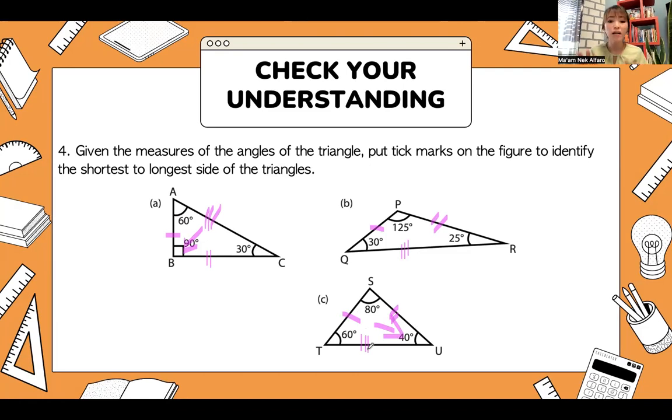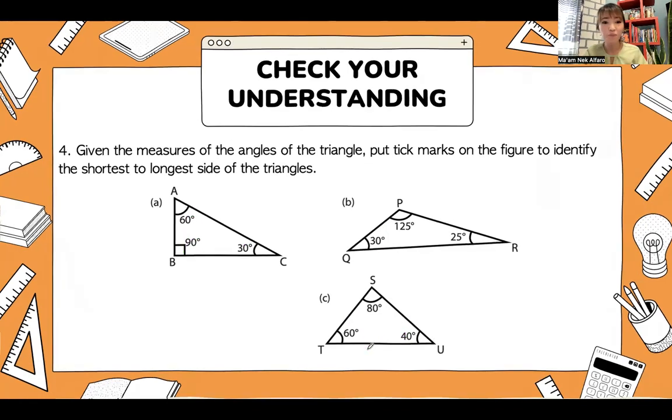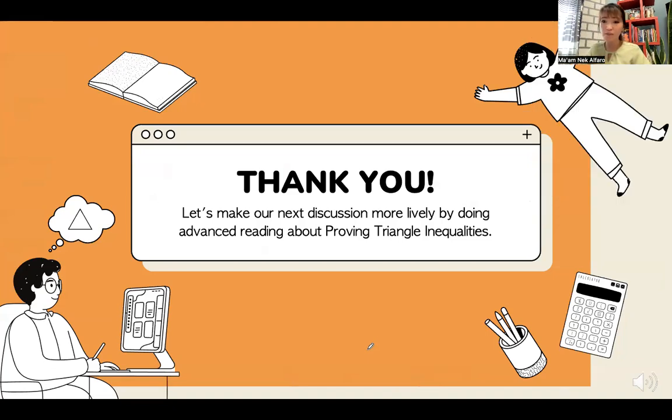Okay, so I hope everything is clear now. And that ends our lesson for today. Thank you so much for listening and for participating actively. Let's make our next discussion more lively by doing advanced reading about proving triangle inequalities. You may also identify terms for our word banks.